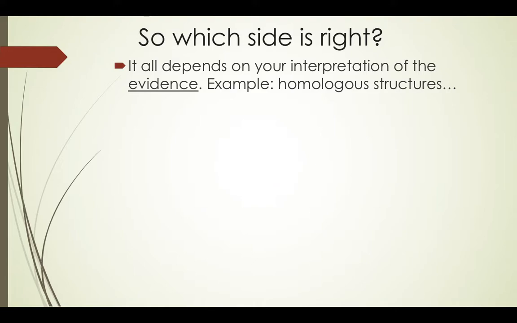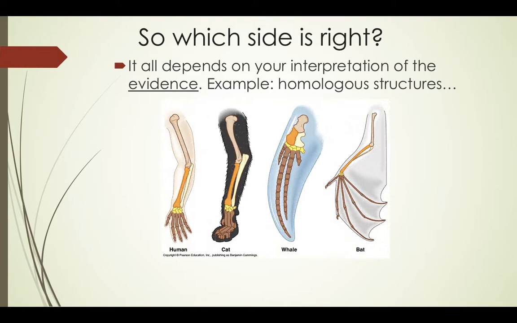And my professor said, give us an example. And so the example I gave was homologous structures. You guys might have learned about homologous structures, maybe in biology class. And this is a classic example of how you can get two different interpretations and come to two different conclusions from the same facts, from the same evidence.